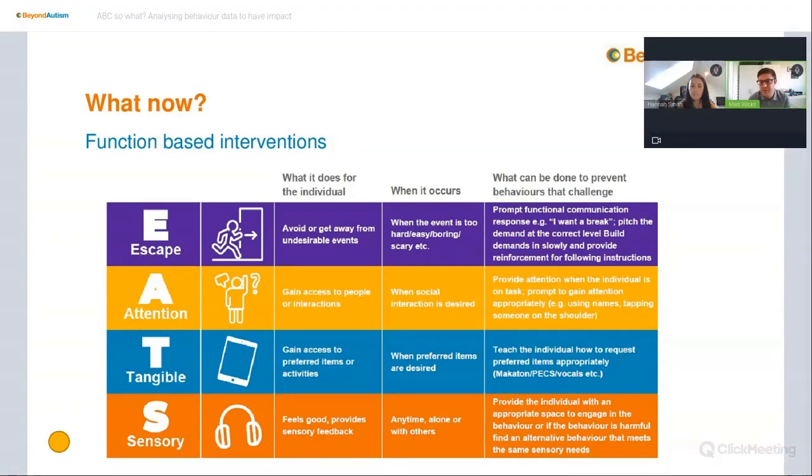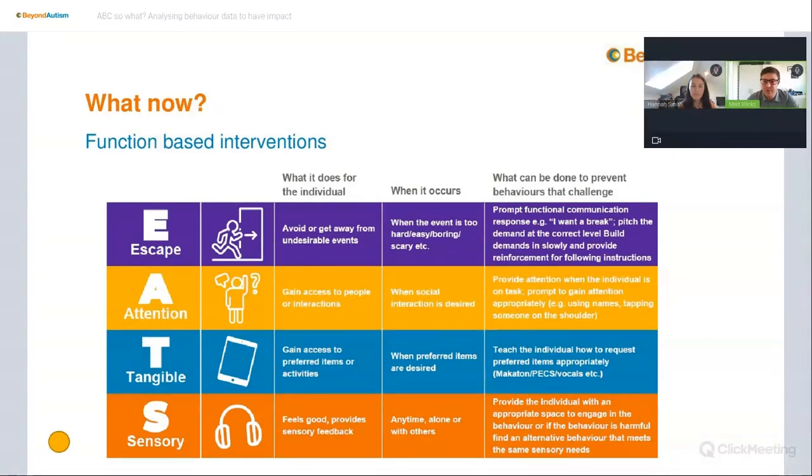If we're thinking about attention as a function, what can we do there? We can provide attention when the individual is on task. So making sure that they're getting that attention that they crave at the right times. Also teaching them to appropriately request for attention, maybe understanding to be able to put your hand up, tapping someone on the shoulder to get their attention.